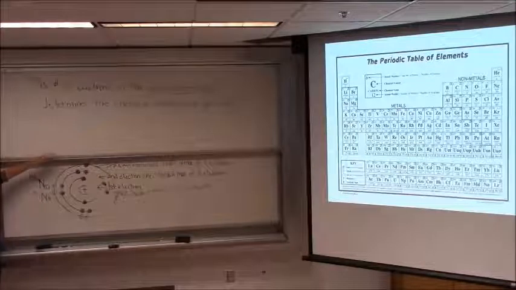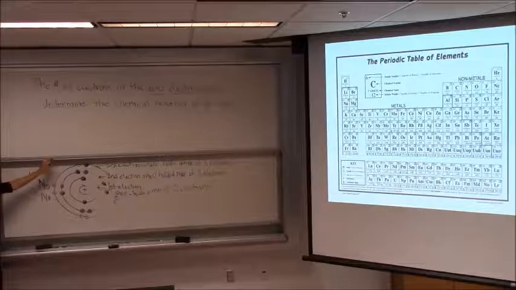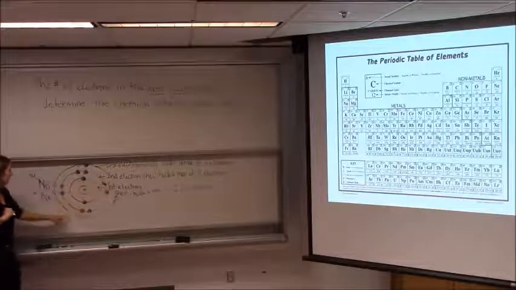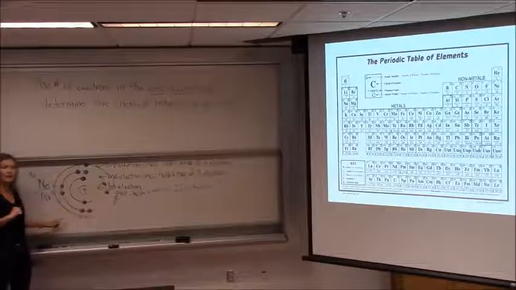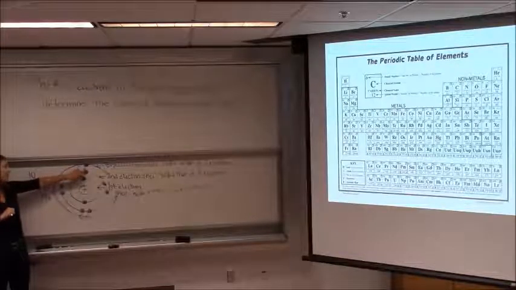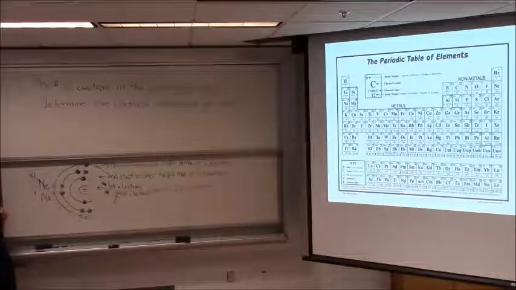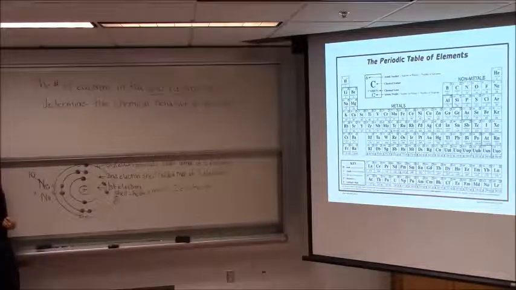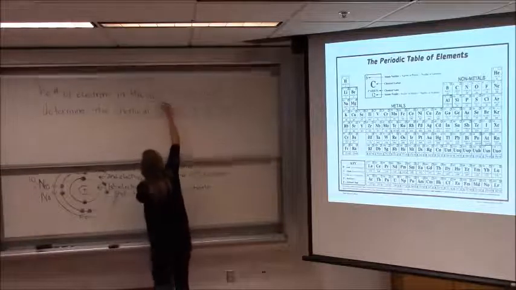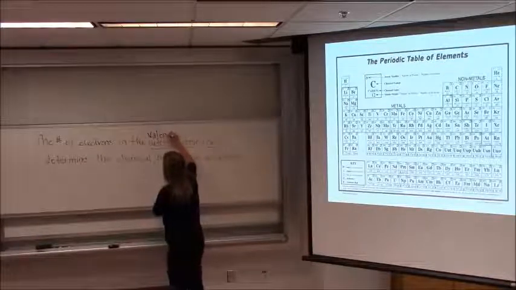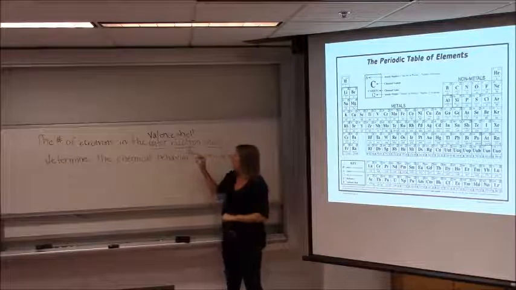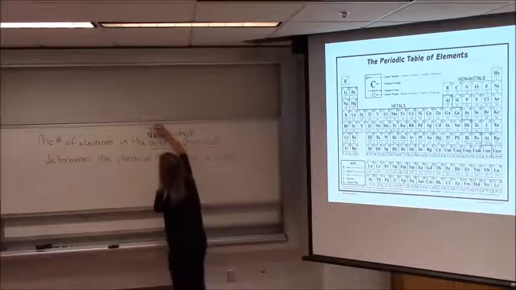Okay, so let's go back to our statement here. The number of electrons in the outer electron shell determines the chemical behavior of an atom. The outer electron shell is going to be the last shell that actually has an electron or more in it. So if you have one or more electrons in that shell, that is your outer electron shell. So for sodium, how many electrons does sodium have in its outer electron shell? It has 1. Another term for that outer electron shell is valence shell. Those terms are used interchangeably. Valence shell means the same thing as outer electron shell. And the electrons in that shell are called the valence electrons.